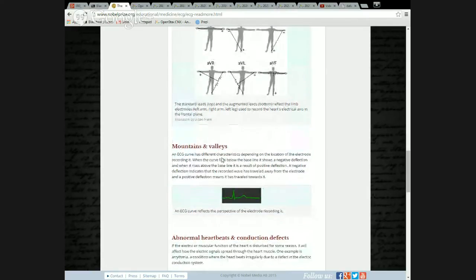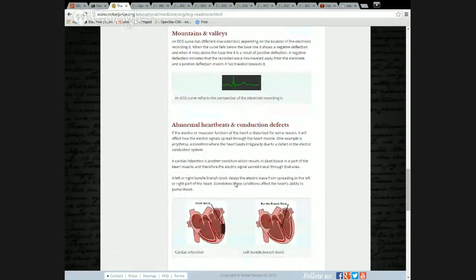Then here they just mention mountains and valleys, which is the waves that we just talked about, P, Q, R, S, T, which just repeats over and over again. And again, this shape is what we would expect to see in a normal standard lead 2 recording. Now, the power of the EKG as a tool is that we can see electrical problems in the heart, and it'll point to functional problems with the heart, and we can make some very powerful guesses about what's going on.